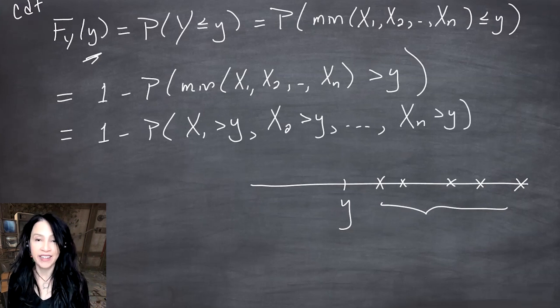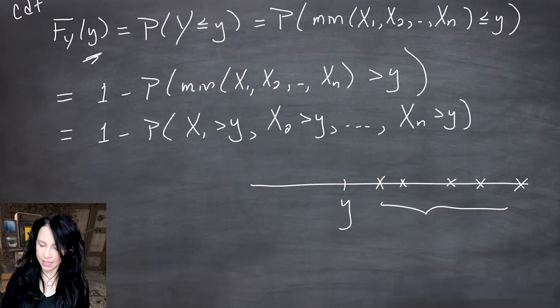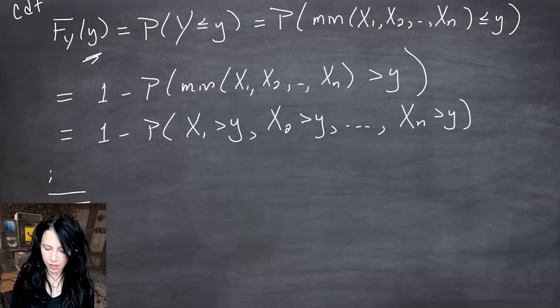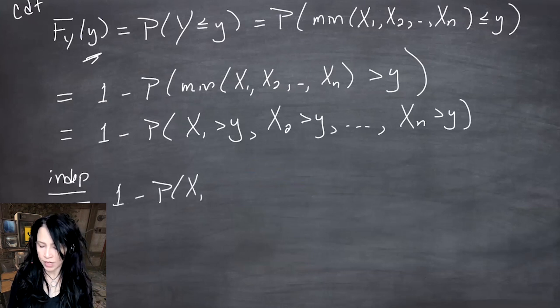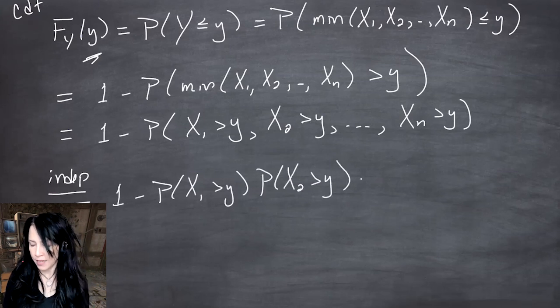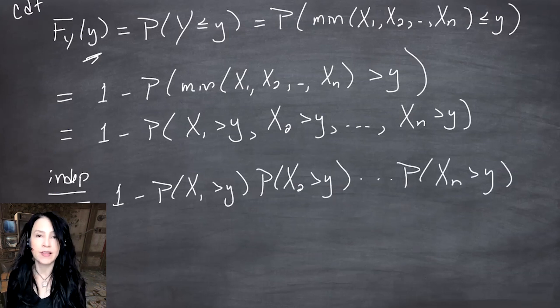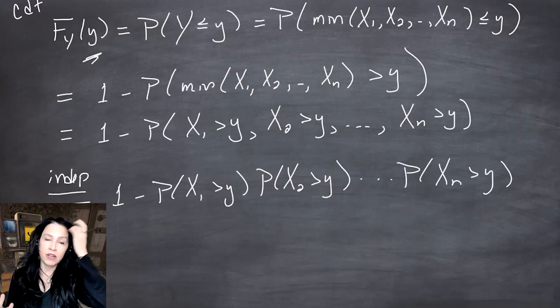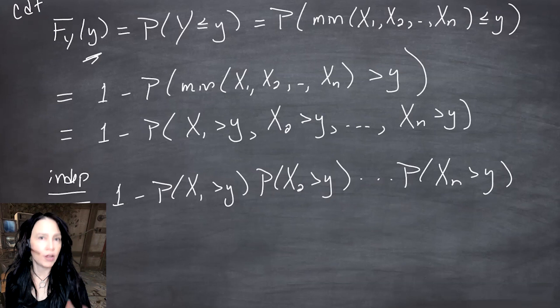And they're independent. So I get to multiply those probabilities, break it up into a product. So by independence, this is 1 minus the probability that x1 is greater than y, times the probability that x2 is greater than y, and so on. These probabilities are all the same. If you have a sample, the individual random variables are not the same, but they all have the same chance of being greater than y because they come from the same distribution.